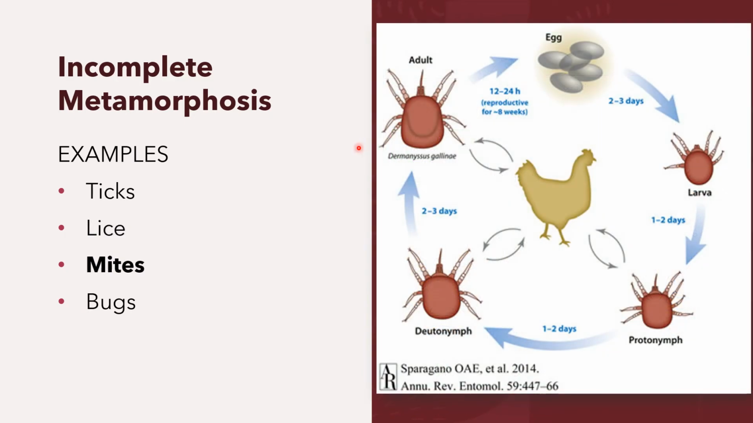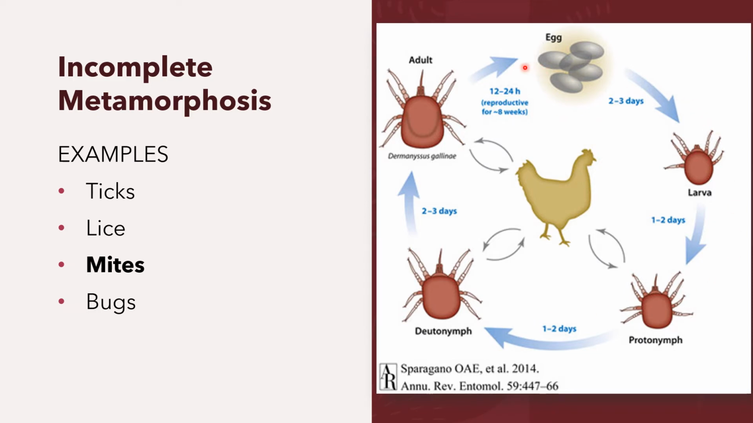We also have another example of an arthropod that exhibits incomplete metamorphosis, and those are the mites. The diagram shows the life cycle of the chicken mite. The other name of the chicken mite is the red poultry mite or the poultry red mite. It belongs to the class Arachnida of the taxon Acari, and the scientific name of this mite is Dermanyssus gallinae.